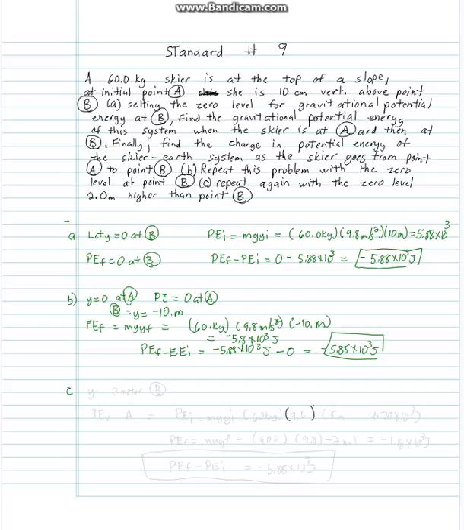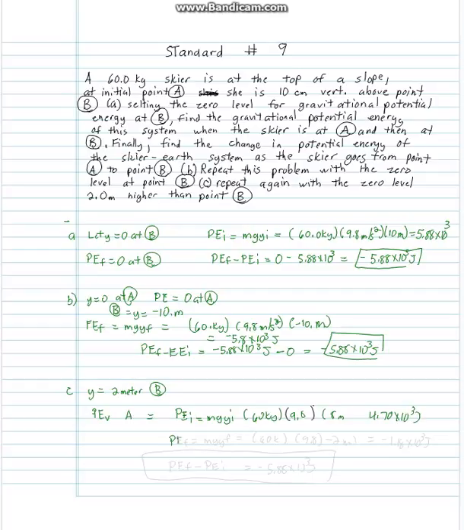Now for part C, we're doing the same thing, but if Y equals 2 meters above B. So to find the PE initial, the potential energy at A, we're going to use PE initial equals mg Y initial. Plug in our numbers: we get 60 kilograms times 9.8 times our 8 meters equals 4.70 times 10 to the third joules.